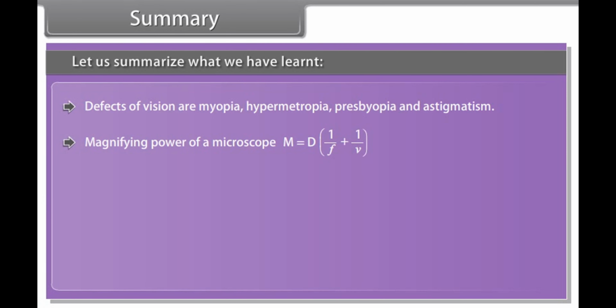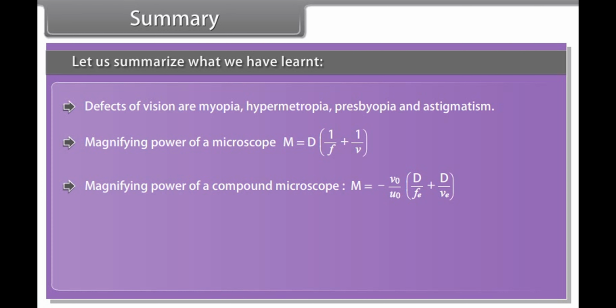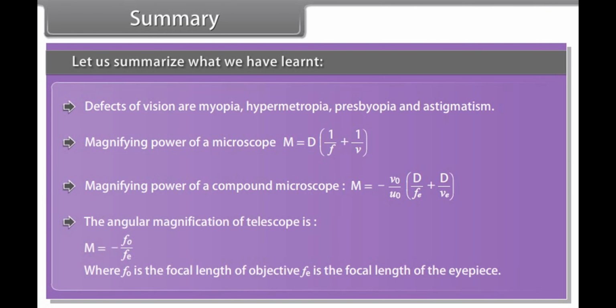Magnifying power of a microscope, M is equal to D into 1 upon F plus 1 upon V. Magnifying power of a compound microscope, M is equal to minus V0 upon U0 into D upon Fe plus D upon Ve. The angular magnification of a telescope is M is equal to minus Fo upon Fe, where Fo is the focal length of the objective and Fe is the focal length of the eyepiece.